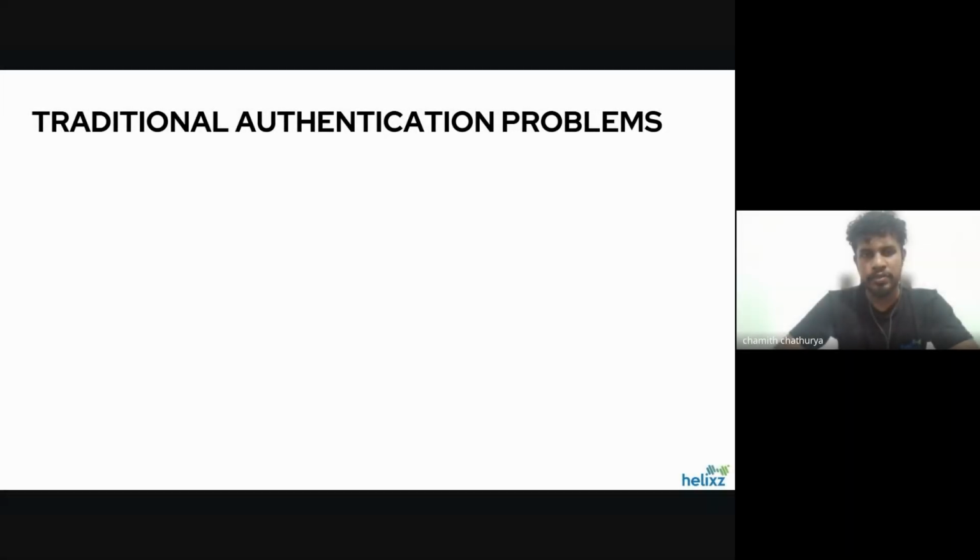Traditional authentication problems. Before we look at the modern solutions, we must understand the failure of traditional authentication. There are four primary points. Users maintain multiple passwords. Users are often forced to maintain different passwords for every system they use, leading to password fatigue.